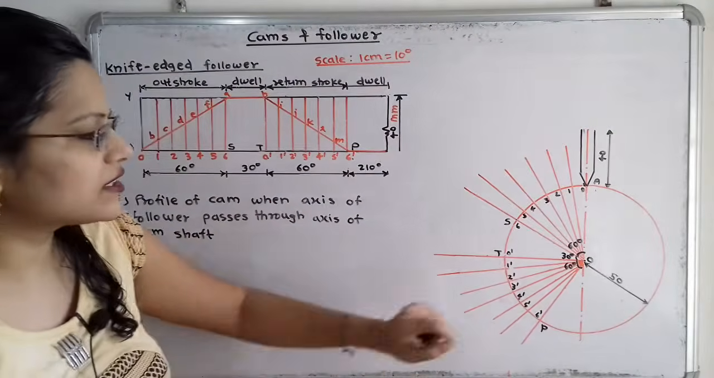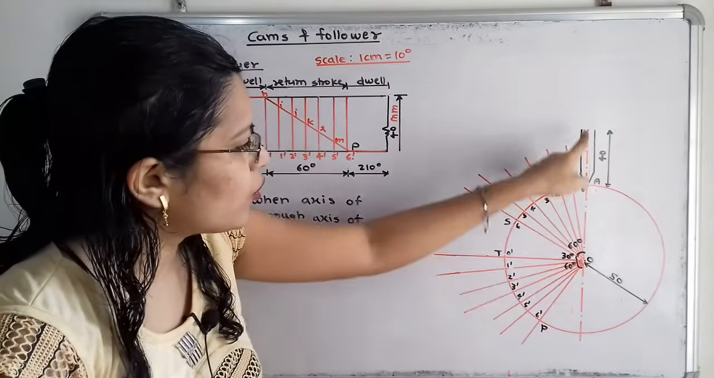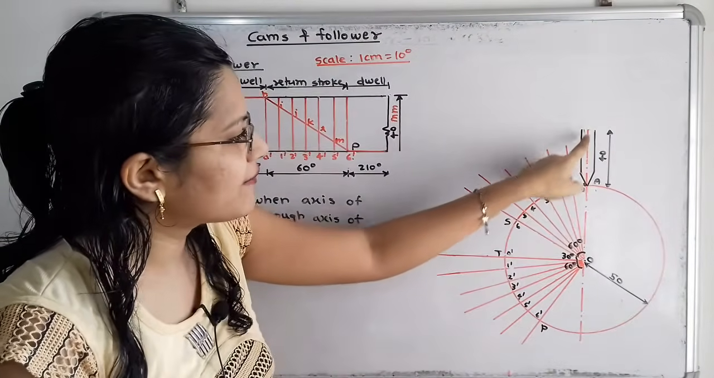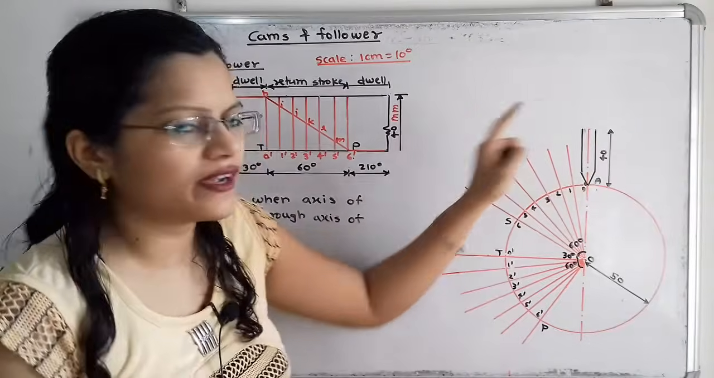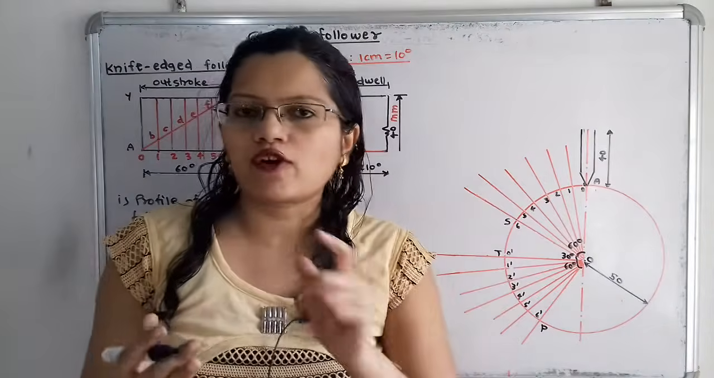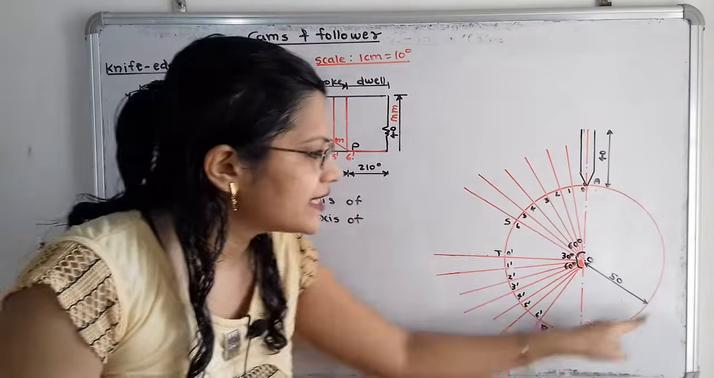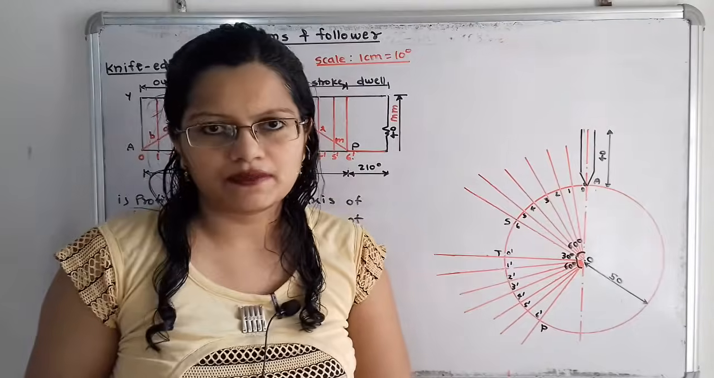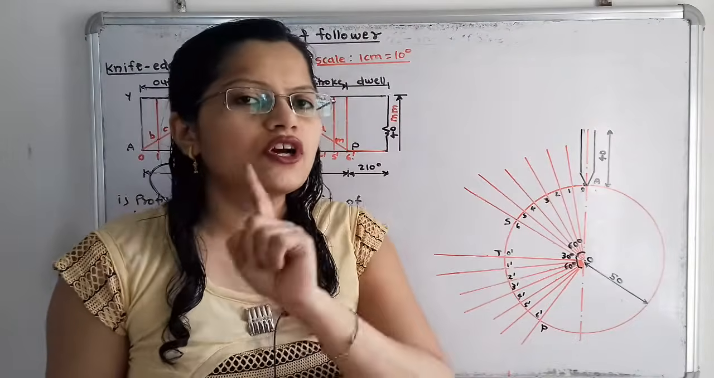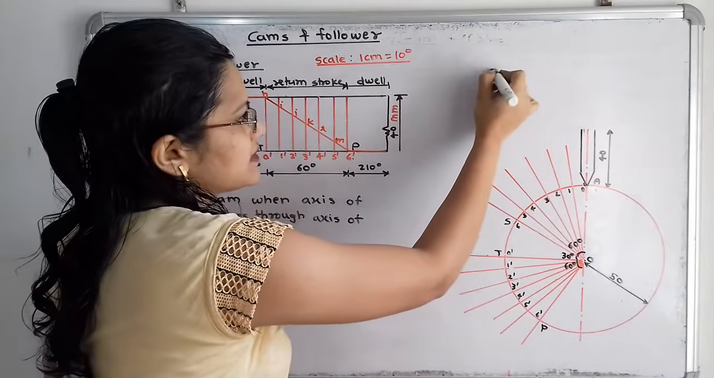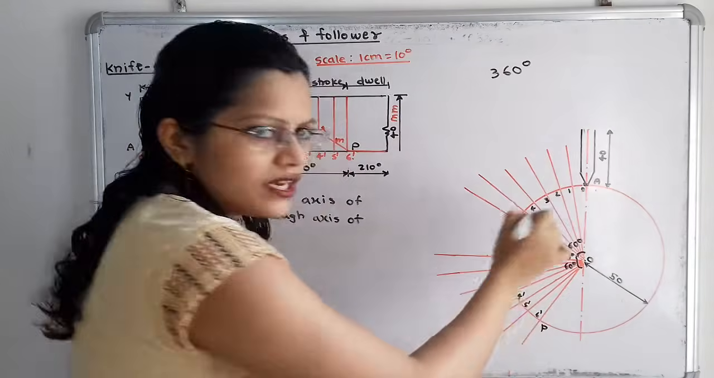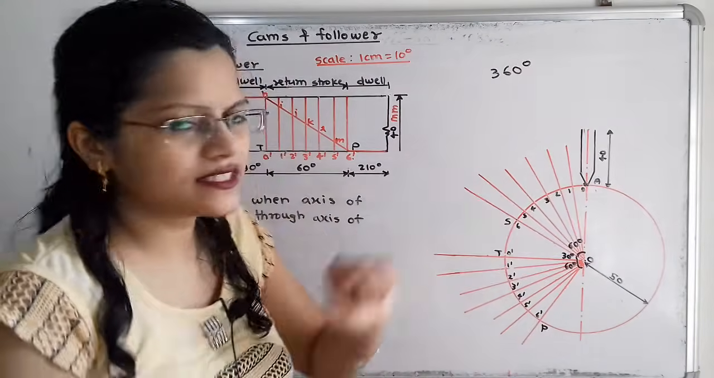So this is the first condition. From this center O we have to draw one vertical line, and this vertical line is the same axis as this knife edge follower. For this condition we have to draw the profile of the cam. Now this circle indicates the angular displacement. What is the total displacement of the cam for one revolution? The total displacement is 360 degree. And here also, for one rotation of the cam, the total is 360 degree.